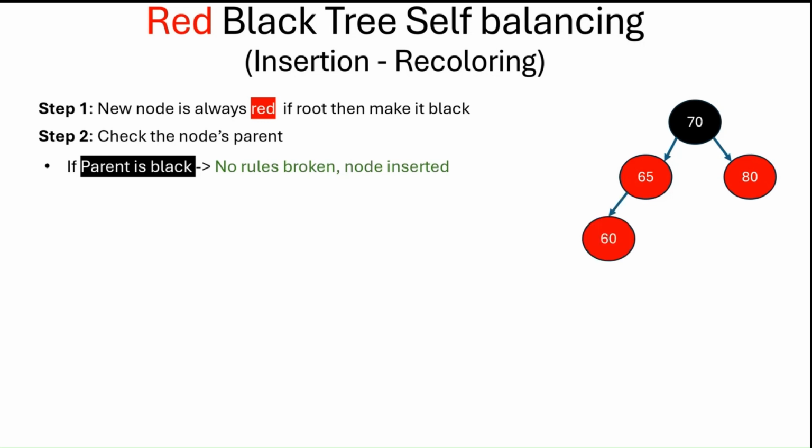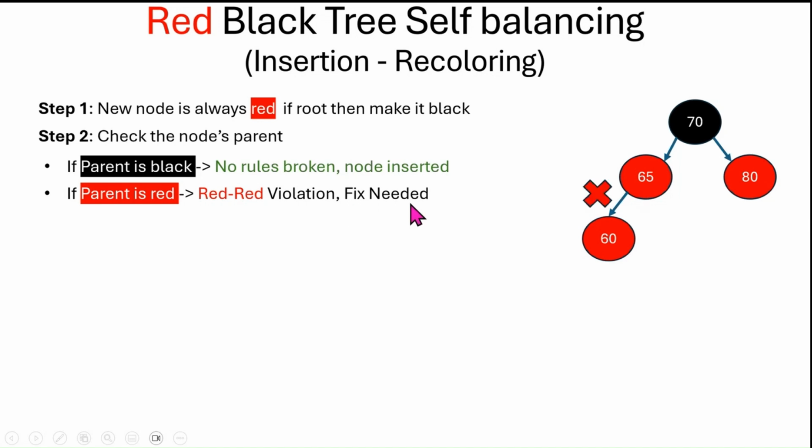Now let's say we add 60. The new node 60 is red. We go to step 2. What is the parent of 60? It is 65. But the parent is red now. So the first property which breaks in a red-black tree during insertion is the red-red violation. It tells us that there is a violation, and now we need to do some fix. It is not allowed in a red-black tree. So then we go to step 3: fix based on the uncle's color.